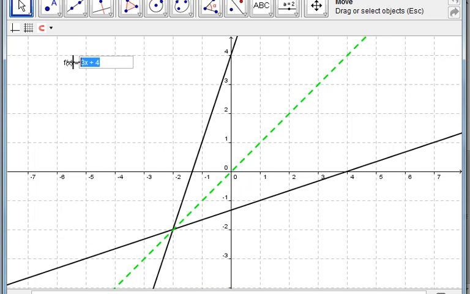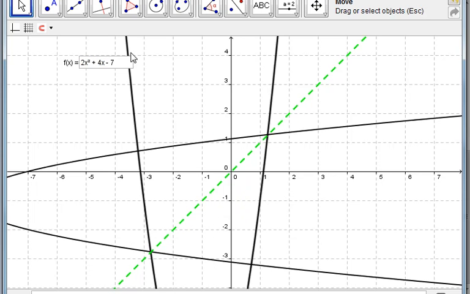Now if I go onto GeoGebra and look at what this looks like on the graph, then if I change this to 2x squared plus 4x minus 7, press enter, and there's my original function. And if I reflect that in the line y equals x, then I get the inverse. Okay, so here's the inverse here.